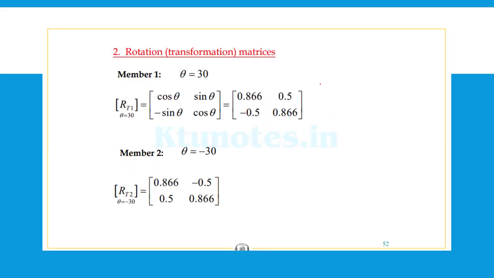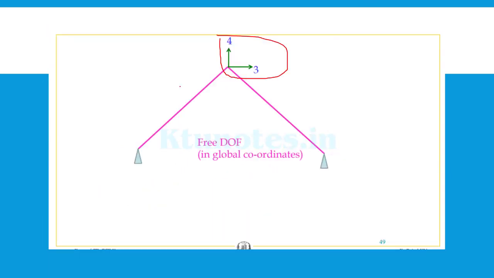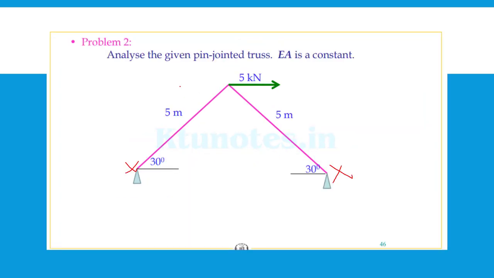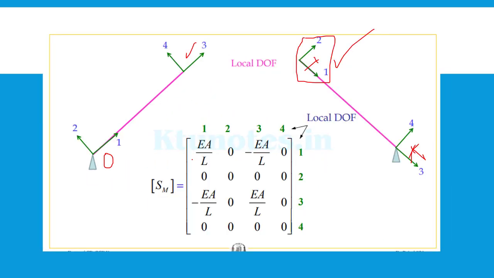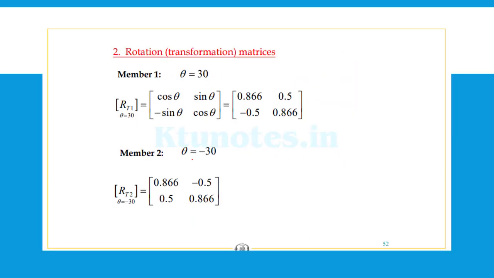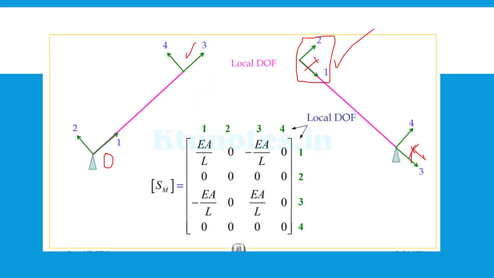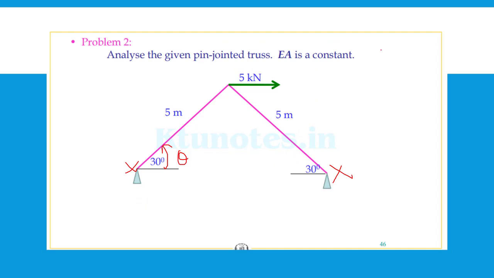And also the rotation matrix, where theta is 30 degrees. It is correctly oriented, as in our case the angle will be like this, theta. For member 1, theta is equal to 30 degrees, and for member 2, theta is equal to minus 30 degrees, because this one is anticlockwise, which is positive, and for this one it is clockwise from the horizontal axis.